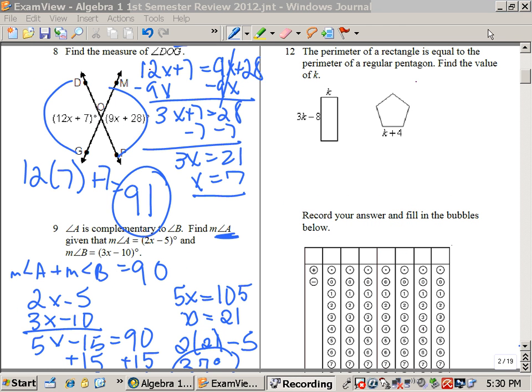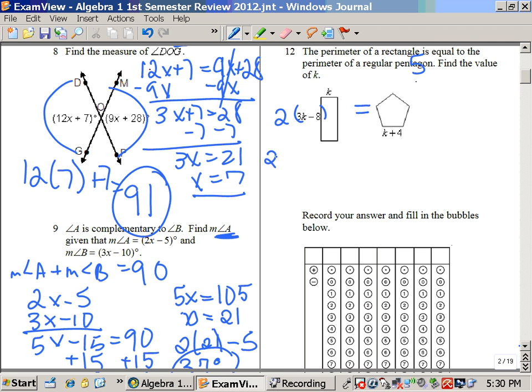Number 12, we have the perimeter of a rectangle is equal to the perimeter of a regular pentagon. A pentagon has 5 sides. We're talking about the perimeter, so this is very similar to the last problem. I'm going to distribute my 2. So I have 2(3k - 8) + 2k. I have the 2's here because I have 2 sides of each. That gives me 6k - 16 + 2k.